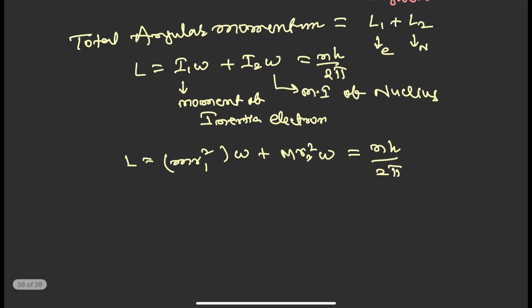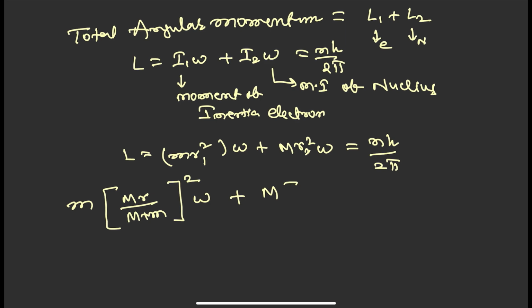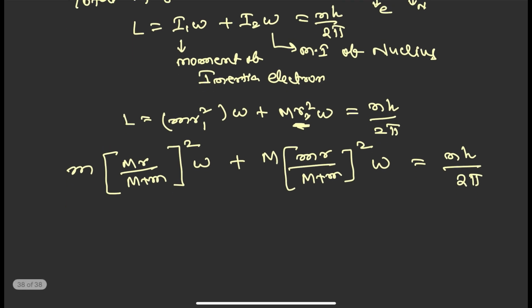So now we can go for this. What are r1 and r2? We already did this. Small m times r1, where r1 is capital M r by (capital M plus small m), whole square, into omega, plus capital M into small m, where r2 is small m r by (capital M plus small m), whole square into omega, is equal to nh by 2 pi.